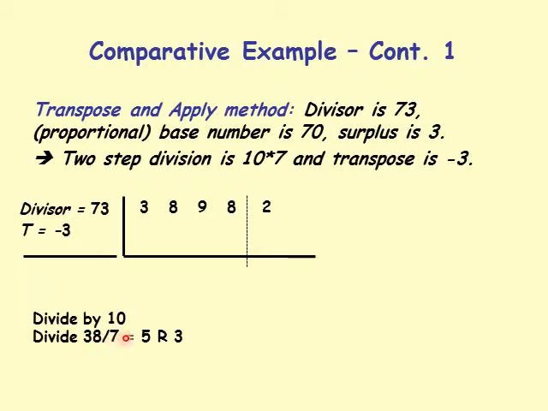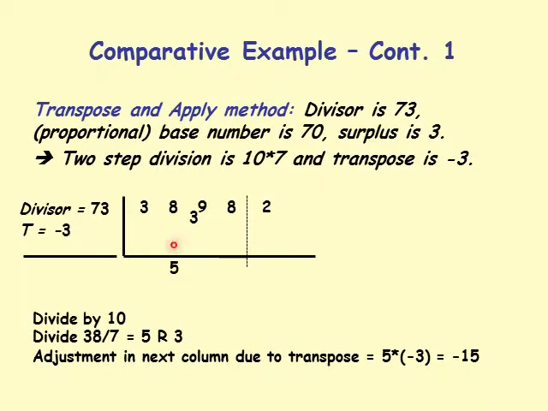Then next we do the second division. 38 divided by 7 is 5, remainder 3. So we got 5, remainder 3. Now in the next column we have 39 plus the adjustment because of this quotient 5 and surplus -3. Adjustment in the next column due to transpose is 5 times -3, which is -15.